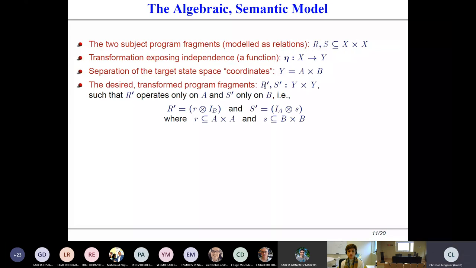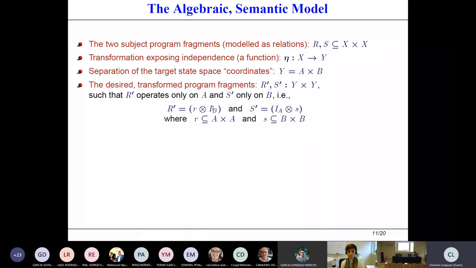These are the assignments on the target variables. I call them R prime and S prime. And they, of course, are now relations on Y, on the target space. This may seem a little complicated to you because it uses the relational product. I'll give you the relational product afterwards. But essentially, what this says is R prime works on Y, but only on the A part of Y. And the part of R prime that works on the A part of Y is called little r. On the B part of Y, R prime does nothing.